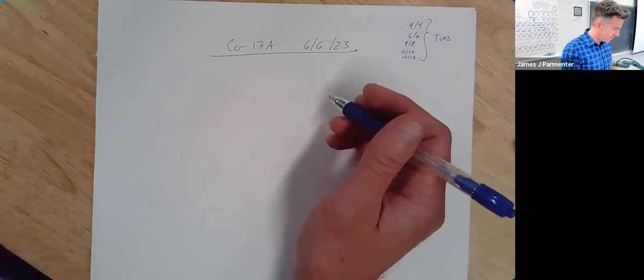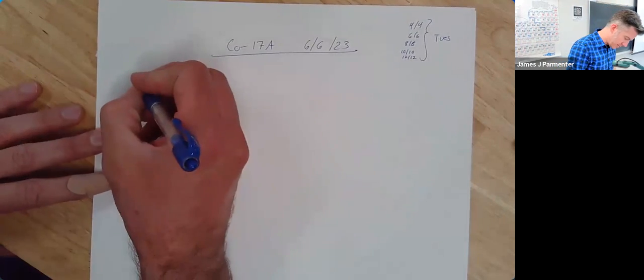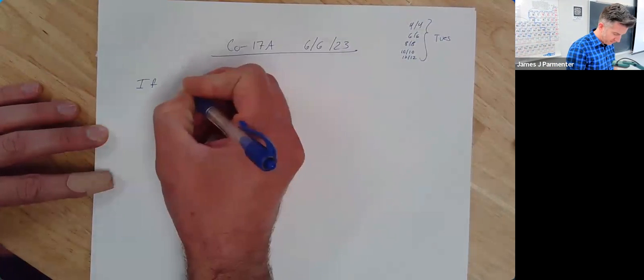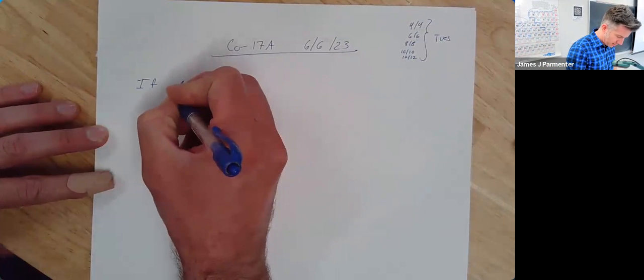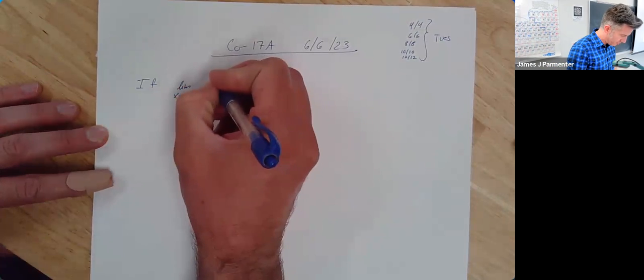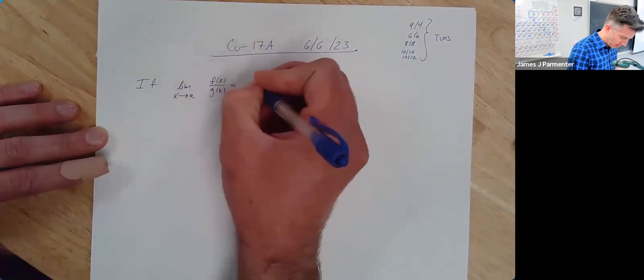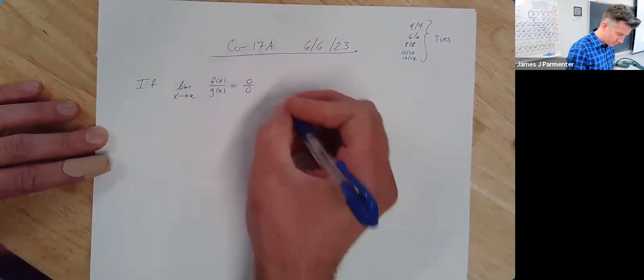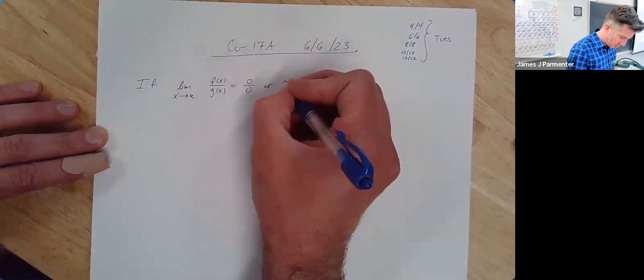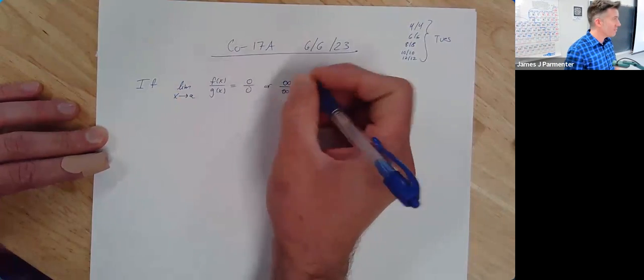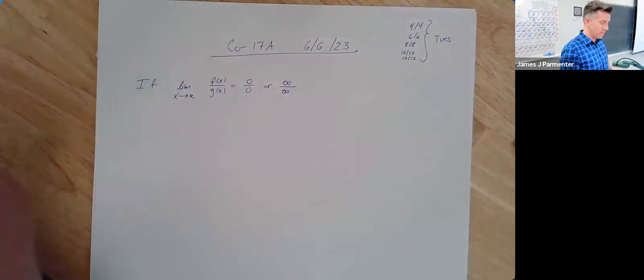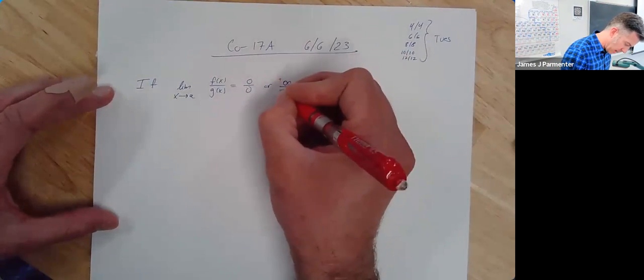Anyway, let's talk about L'Hopital's rule. So here is the statement. If the limit as x approaches a of f of x over g of x is either a 0 over 0 or some sort of infinity over some sort of infinity, it doesn't matter what sign of infinity, meaning it can be positive on top and negative on the bottom.